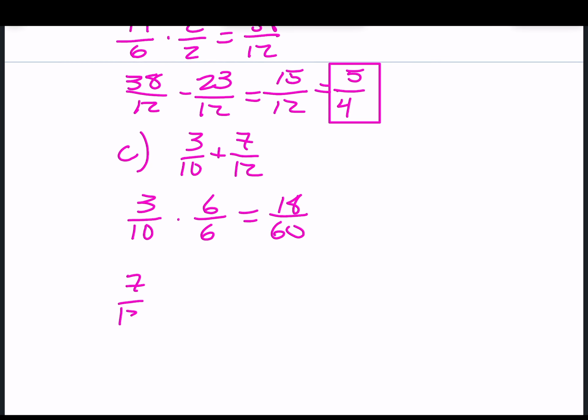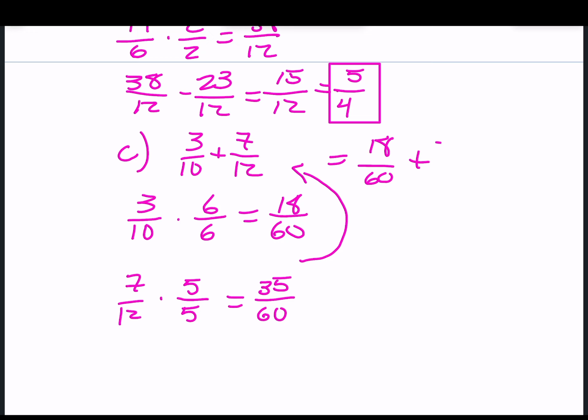And then 7/12 needs to be multiplied by some clever 1 to get to 60ths. And 12 times what is 60? Well, it's 5. So 5 over 5, and 7 times 5 is 35. So now we can go back and take both of these and plug them in. So we get 18 over 60 plus 35 over 60. And 18 plus 35 is 53 over 60. And that does not reduce, so that is our final answer.